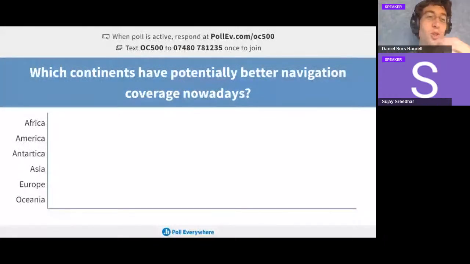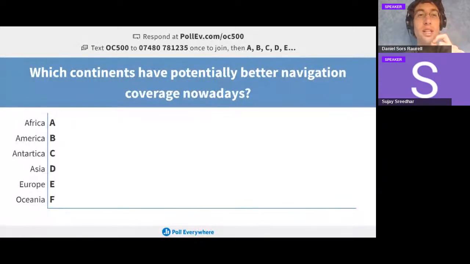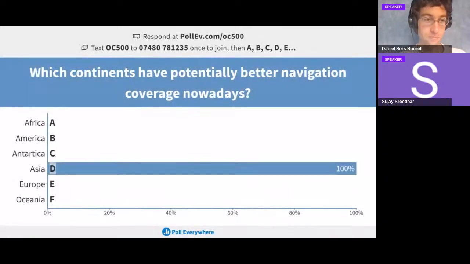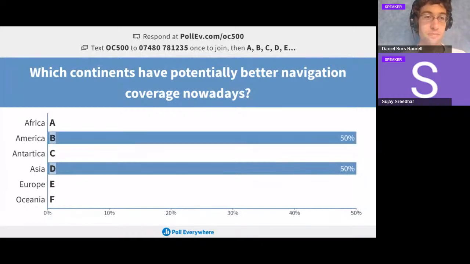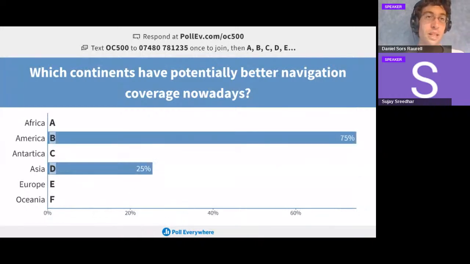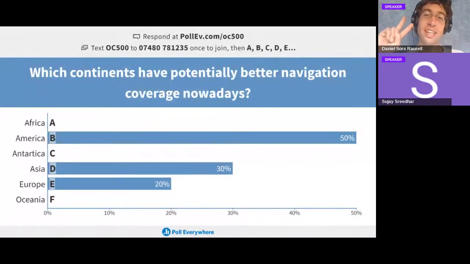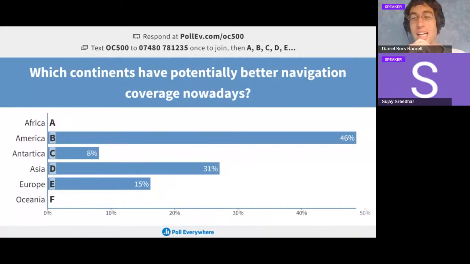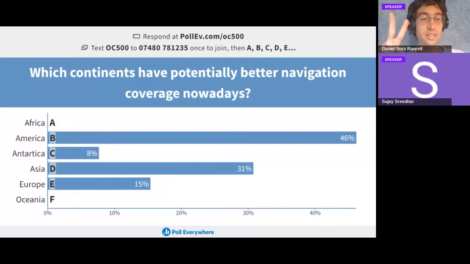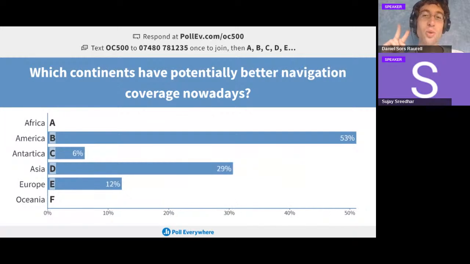Which continents do you think have better positioning, I would say, or have more navigation satellites flying over them? Wow, okay, I see Asia, America. You will see that you can answer two. So that's a key tip I'm giving you. You can answer two continents because there are two right answers to the question.